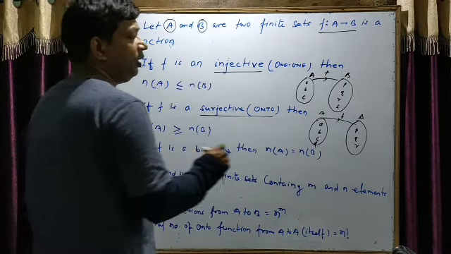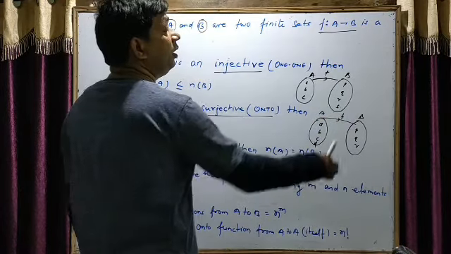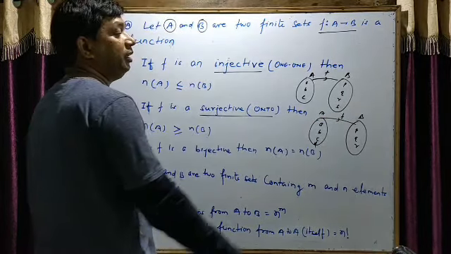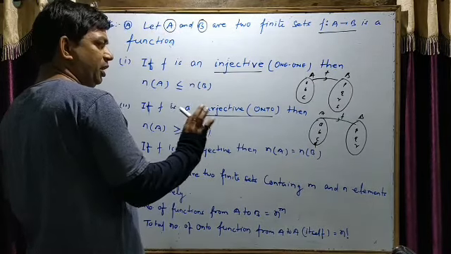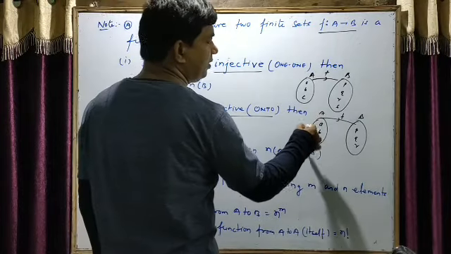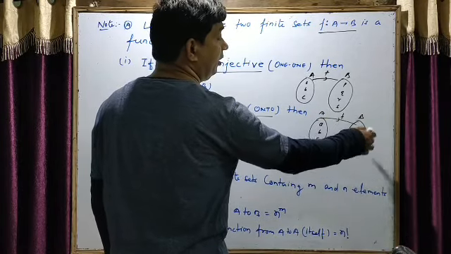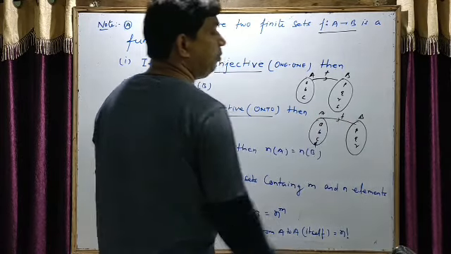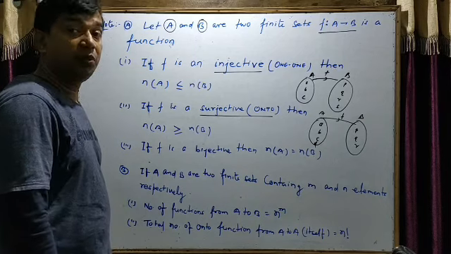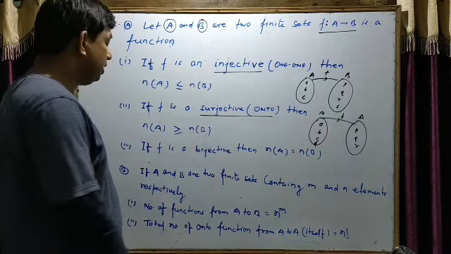Now if it is greater, A, B, C, D, then it is always onto. Why? Because here any two elements are related to one of the elements, either related to P or related to Q or related to R. So the main thing is, if the number of elements present in set A is greater than the number of elements present in set B, then it is always an onto function.